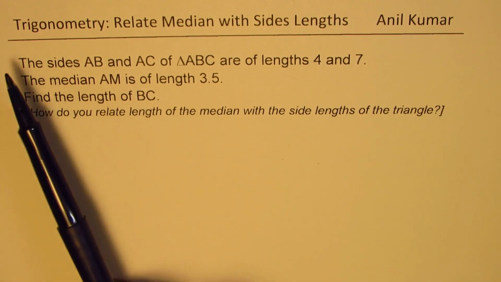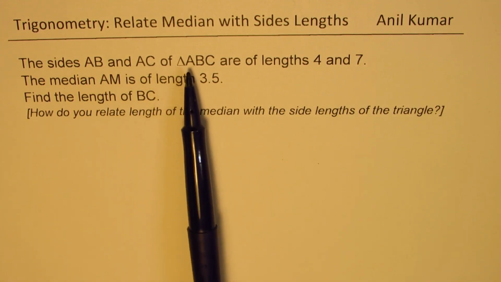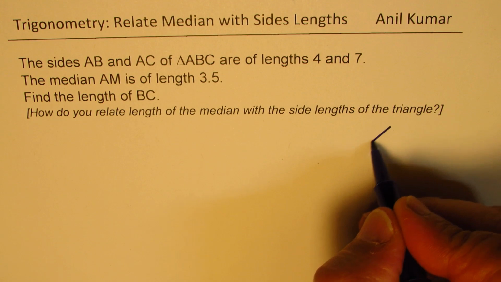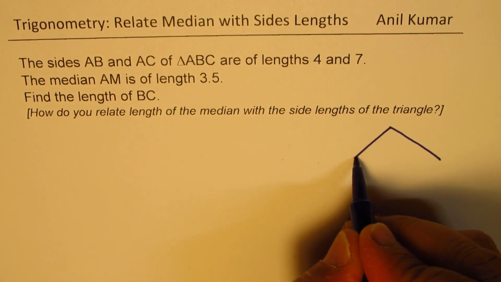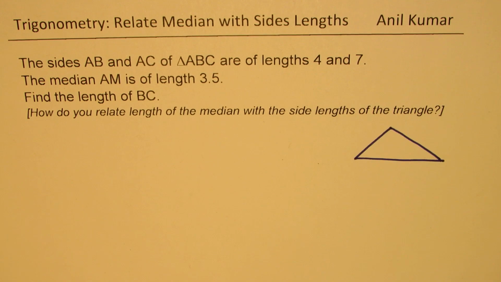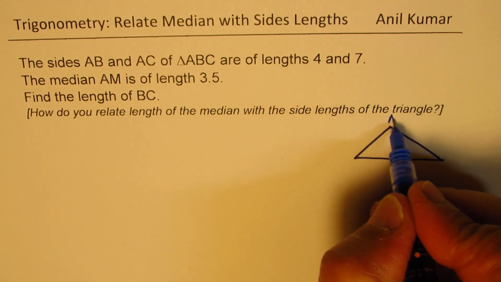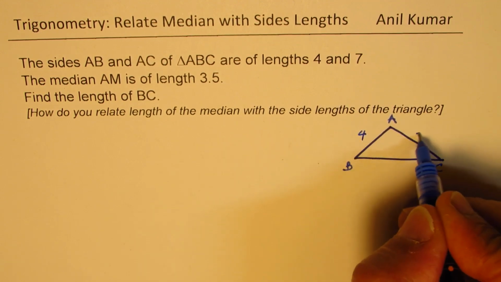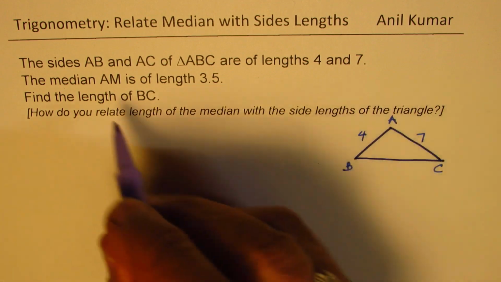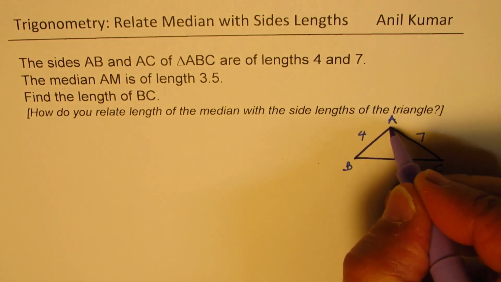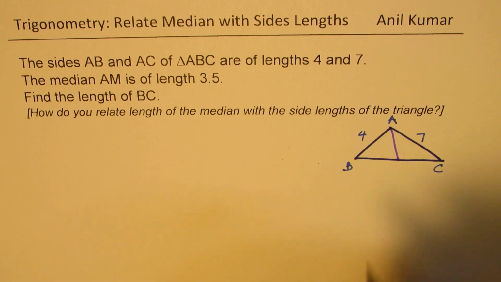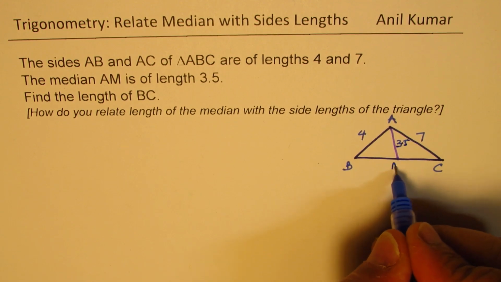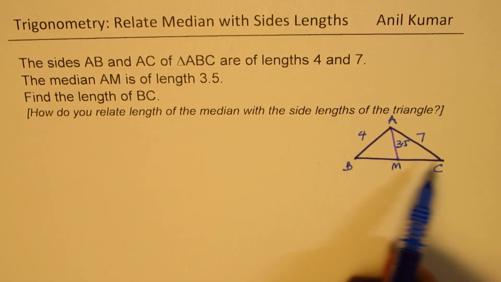The question once again is: the sides AB and AC of the triangle ABC are of the length 4 and 7 respectively. So let me again sketch, we'll make a different diagram. We are given one side as 4 and the other as 7. Let's say this is B and C. So 4 and 7. And we are given that the median AM is 3.5. This length is 3.5, A to M. Find the length of B to C, right?